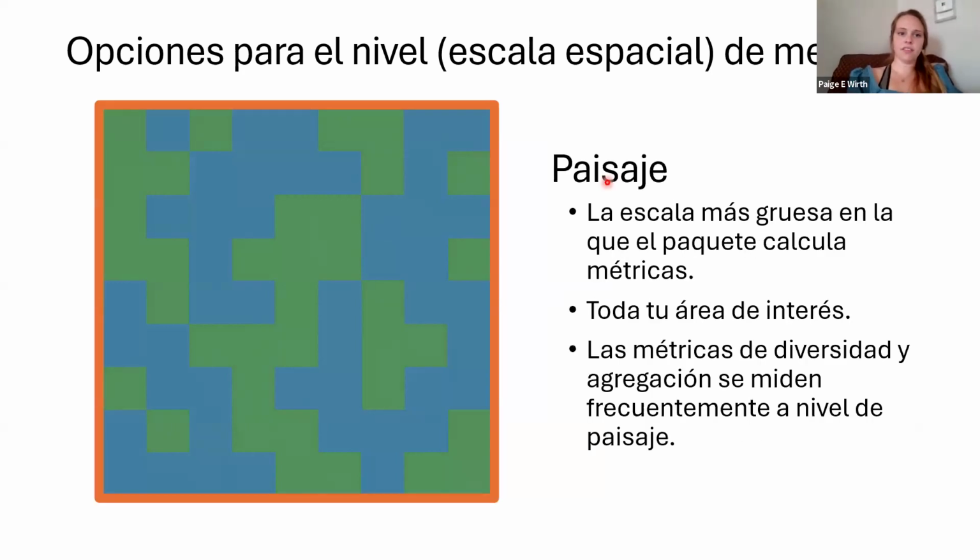The last level that we have is the landscape level. So this is your entire area of study, and it's made up of many patches and classes. Landscapes can be any size or shape, and when you calculate a metric at the landscape level, it will report the number of pixels in the map regardless of the class or patch that they belong to. Oftentimes, landscape metrics calculated at the landscape level are looking at patterns of where patches and classes are located in relation to one another, and it generates a value that's able to summarize that pattern. Diversity and aggregation metrics are often measured at this level.